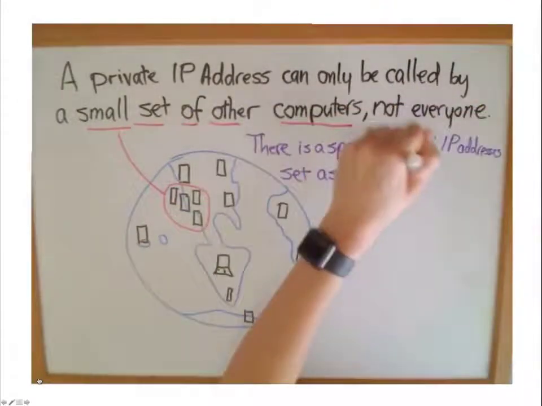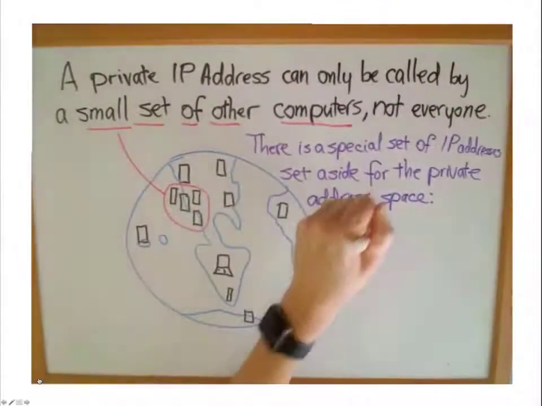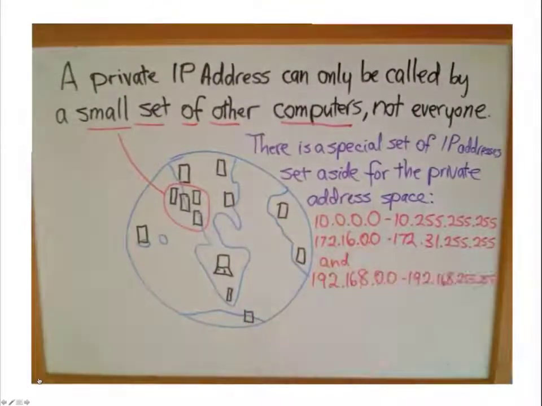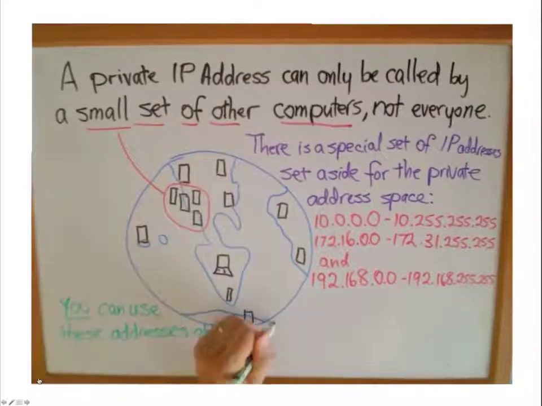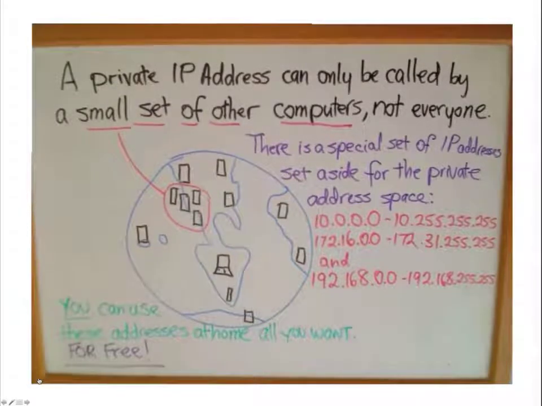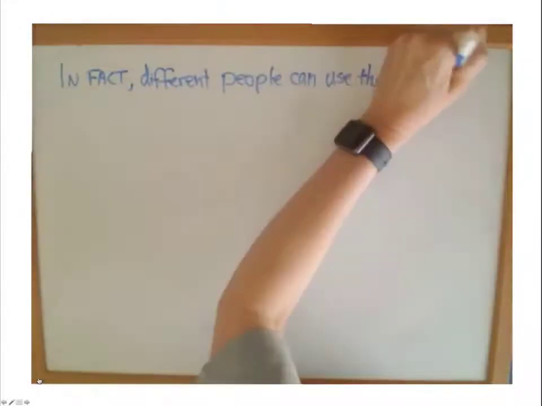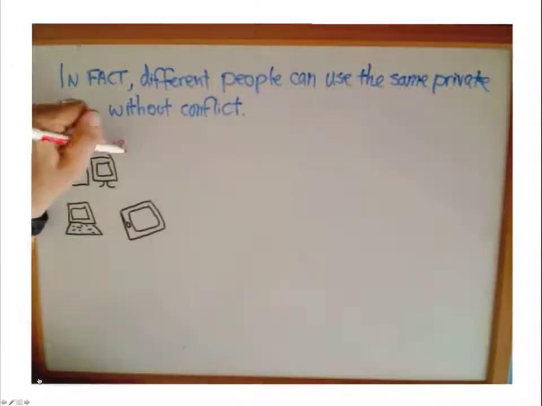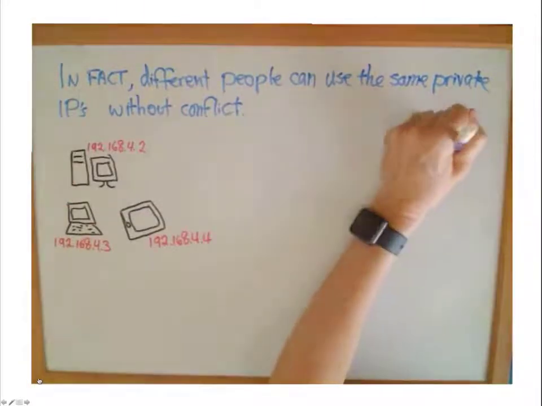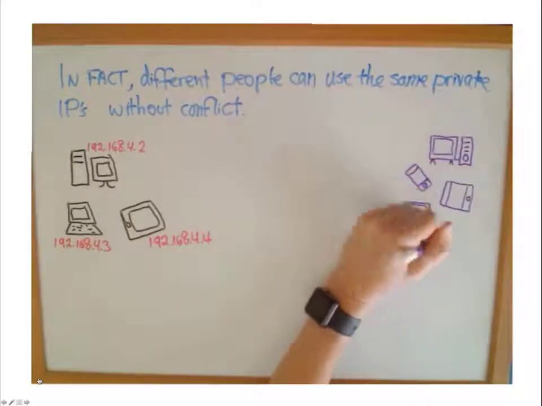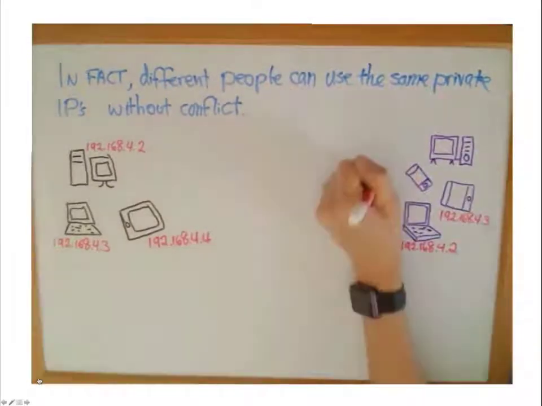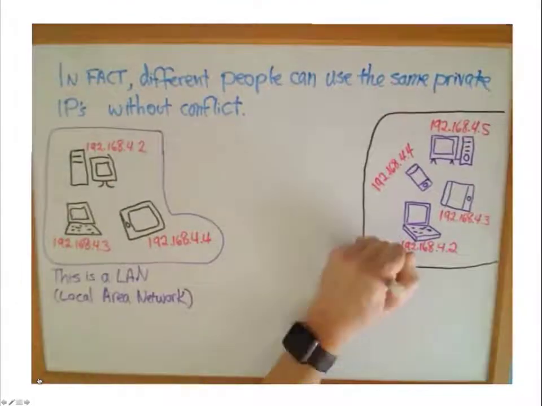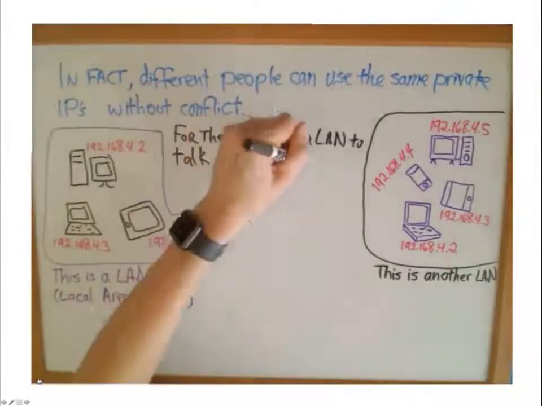Okay. There's a special set of IP addresses set aside for private address space. The 10s, 172.16, 172.31, and 192.168. You can use these addresses at home for free. In fact, different people can use the same private IP addresses without any conflict. So here's somebody using 192 addresses for their local area network at home, and here's somebody else using the same 192 addresses for their local area network at home.